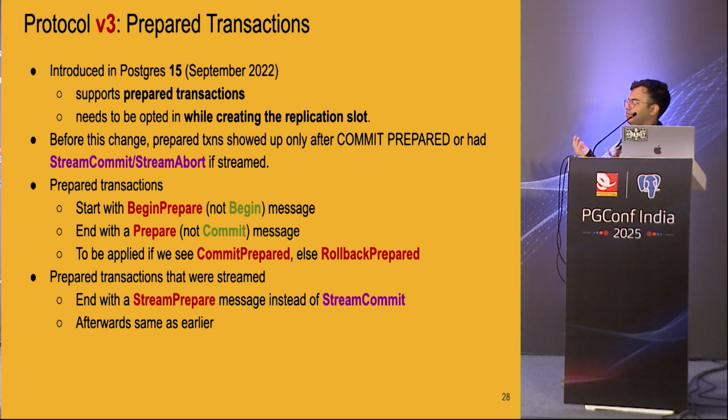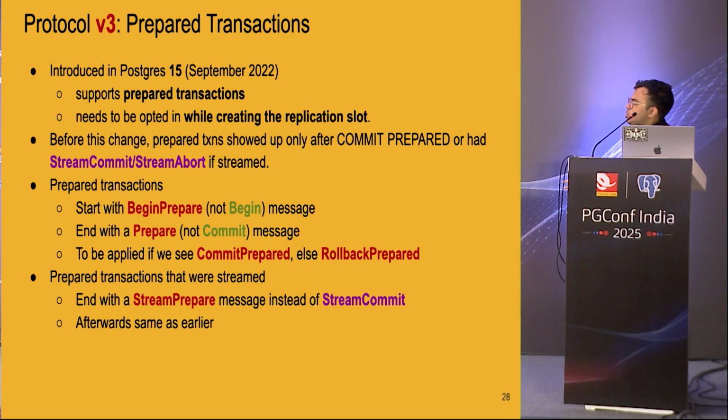So protocol version 3, as you might have guessed, talks about prepared transactions, introduced in Postgres version 15, so 3 years ago. This supports prepared transactions, but the important caveat here is it supports prepared transactions only if you put a parameter while creating the slot. This is not something that you can do while the replication is started. This is a one-time setting at the slot creation time.